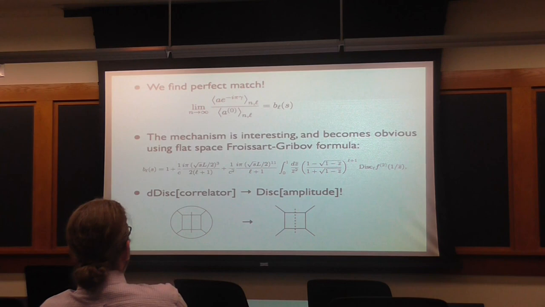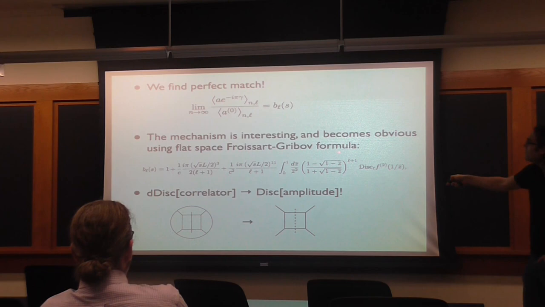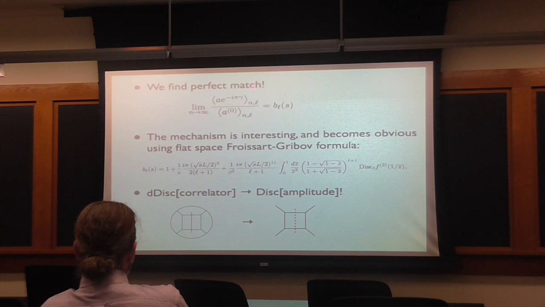What I want to show is the mechanism. I'm not going to show you the results, but I'm just telling you why it worked. The mechanism becomes obvious if we recall the flat space Poisson-Dirichlet formula, which also gives you the partial wave coefficient in terms of the discontinuity of the amplitude. What we find basically is that the match works even before we look at the correlator. It works already at the level of the double discontinuity of the correlator. When we take this flat space limit, it directly becomes a discontinuity of the amplitude. So the absorptive part on both sides matches.